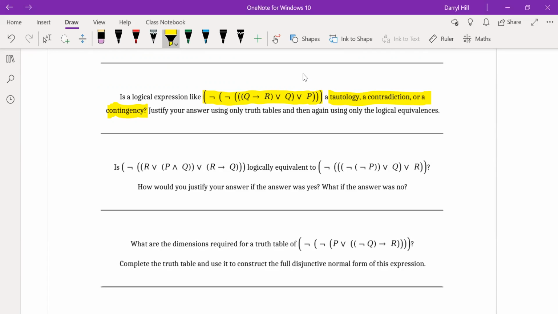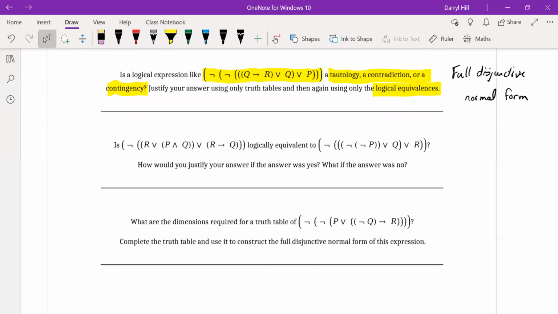So how do we justify it using only logical equivalences? You remember how to do that? So we put it in full disjunctive normal form, right? And we do that because full disjunctive normal form has a one-to-one correspondence to the truth table, right? So every true value in the last column of my truth table corresponds to a conjunction in my full disjunctive normal form. So if we put it in full disjunctive normal form, you can also prove that it's a tautology or a contradiction or a contingency.